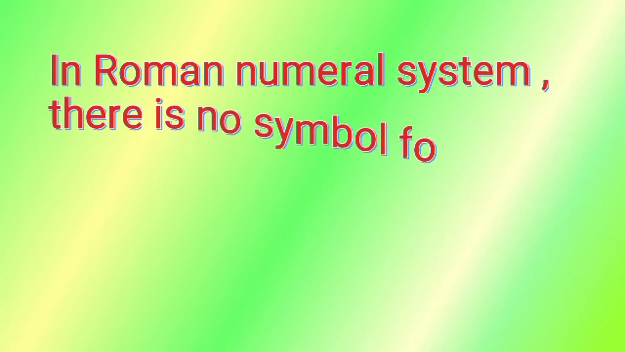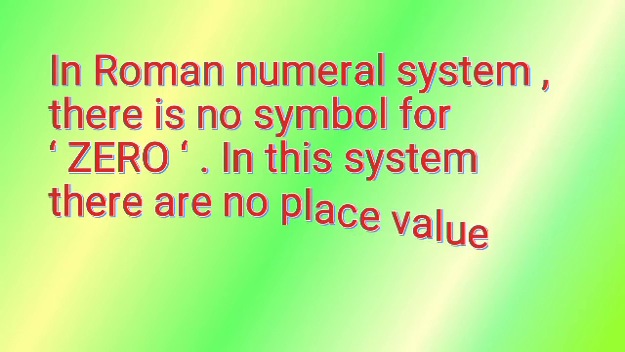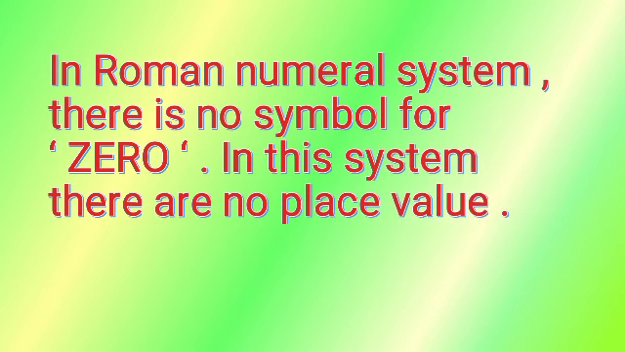In the Roman numeral system, there is no symbol for 0. In this system, there is no place value. In our international system, you see the 0 is there and we have the place value. Place value means units, tens, hundreds and so on. But in the Roman numeral system, there is no symbol for 0 and there is no place value.